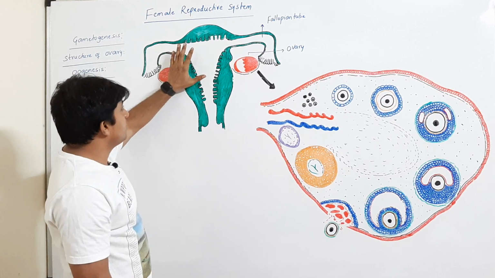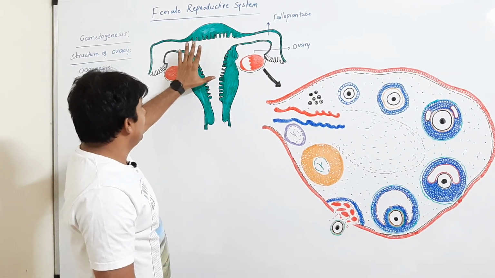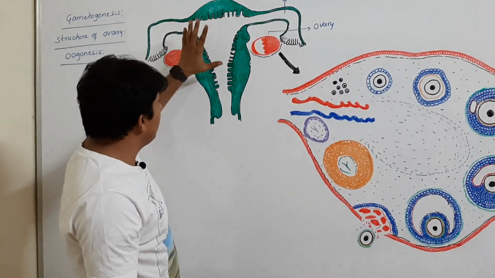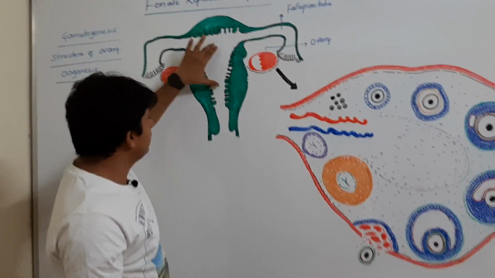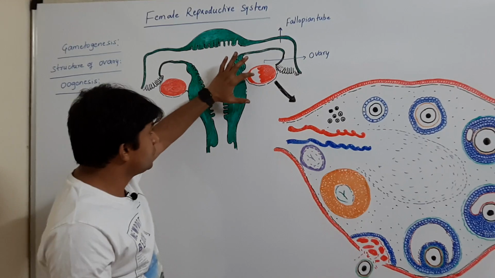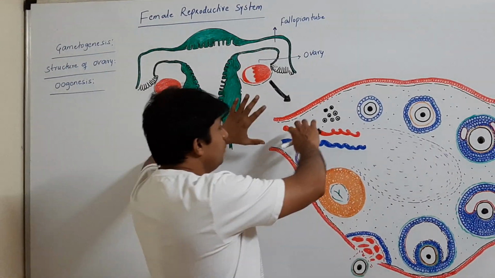Right, this is the female reproductive tract. We are not going into detail about the female reproductive system. These are called the fallopian tubes, this is called the ovary, and this is called the uterus. Fine. So now we are talking about the ovary.